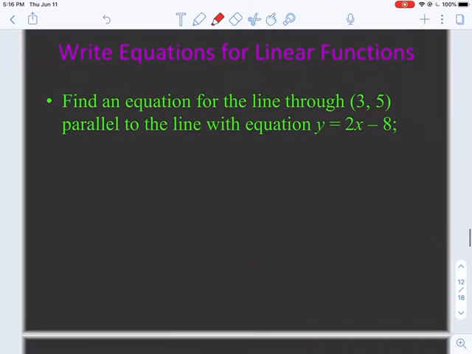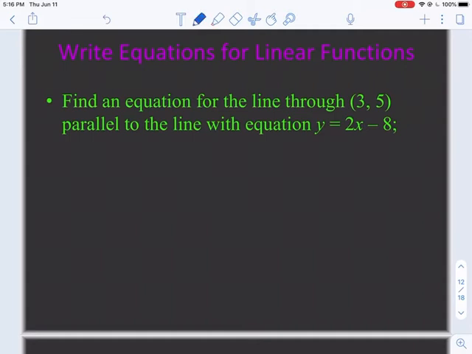So if we write equations for linear functions, we want to find an equation for the line through (3, 5), but we want it to be parallel to the line with equation y equals 2x minus 8. This is for review. Pause it, try it out, and we'll come back and do it.